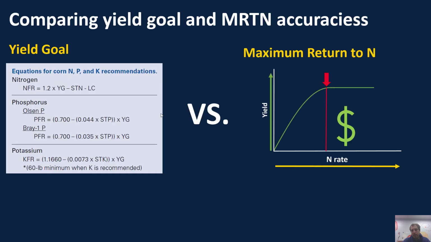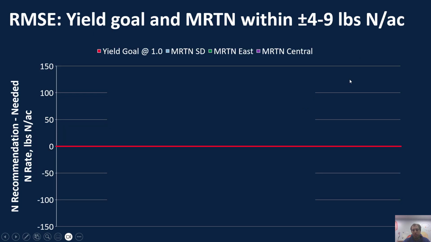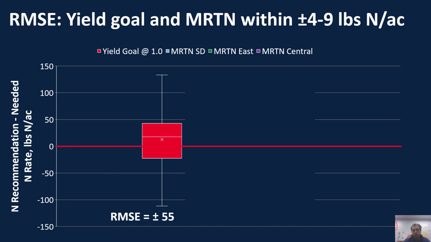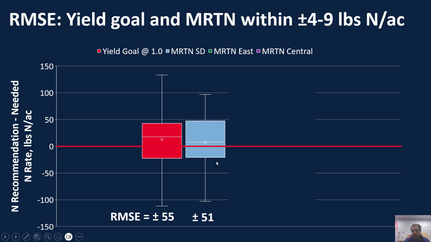So if we're comparing our yield goal system to our maximum return to nitrogen, we're just looking at a few numbers, seeing how accurate they are. Again, we want these numbers as close to 0 as possible. For our yield goal at 1.0, the root mean square error, the difference between our recommendation and our actual, is about plus or minus 55 pounds of N, so we're decently around this 0, which is good. For our MRTN for all of South Dakota, we're plus or minus 51, a little bit better, a pretty similar mark around this bar.